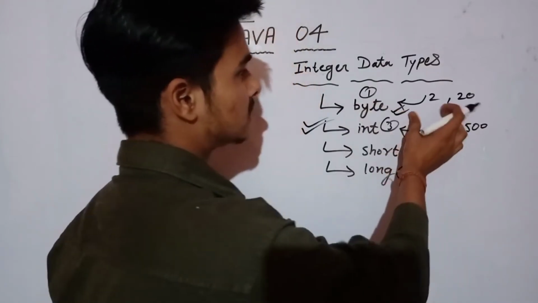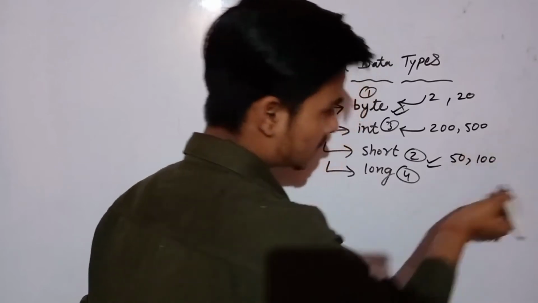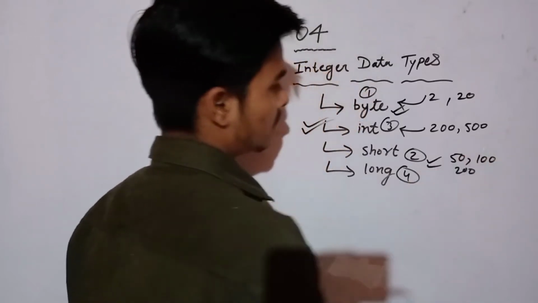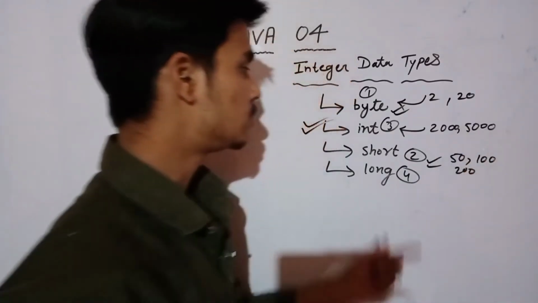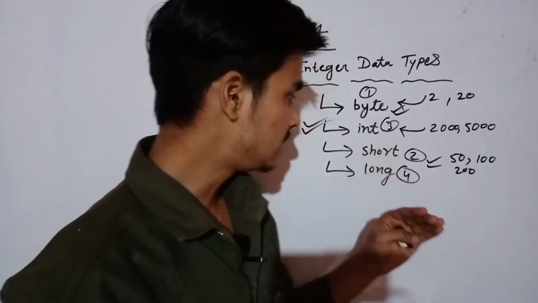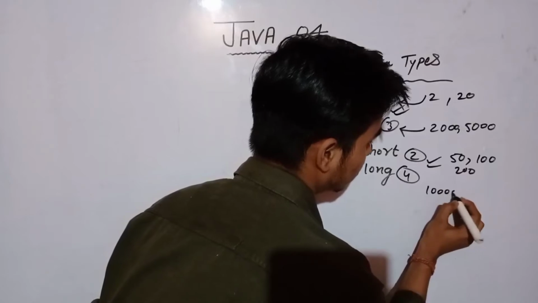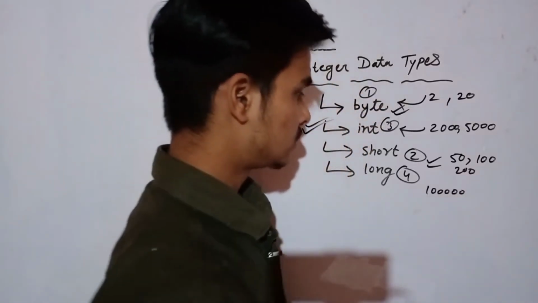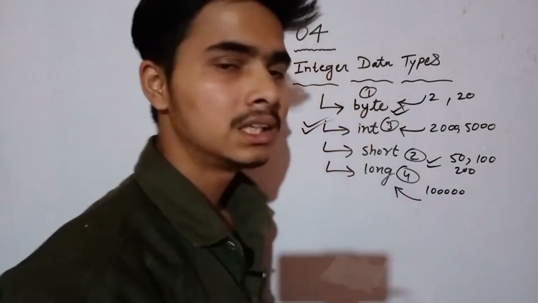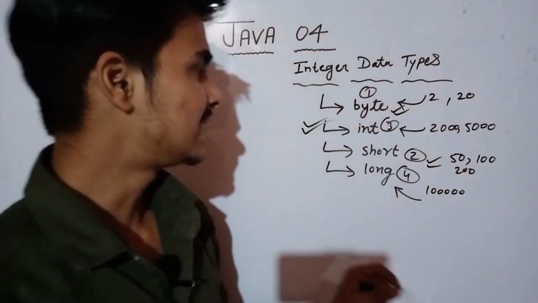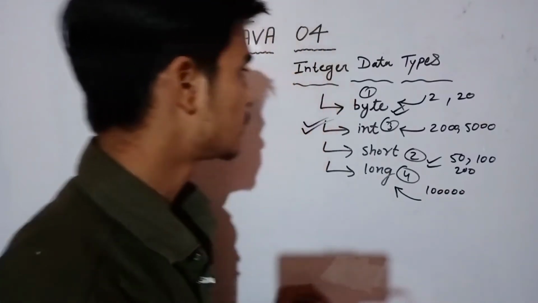Byte is used to store some small values. Short can also store small values like 5, 50, 100. It can also store 200. But if I go something bigger, 2000, 5000, then we should use int. And suppose we need to store some more big values like 1 lakh or 2 lakhs, then we should go for long data type. The second difference is about their sizes.